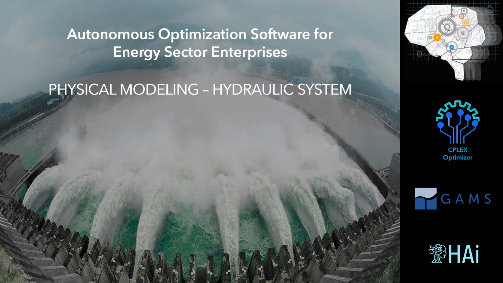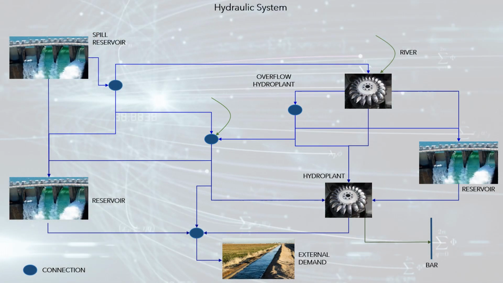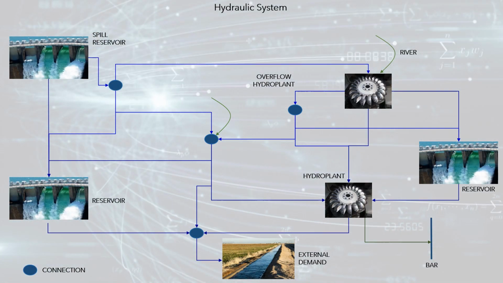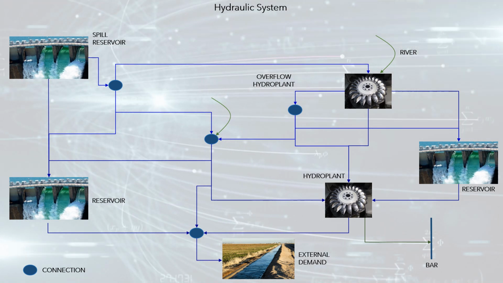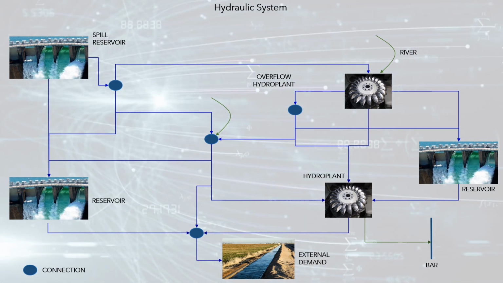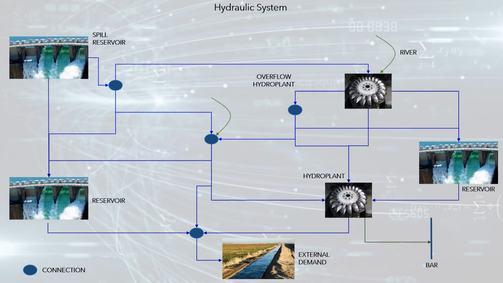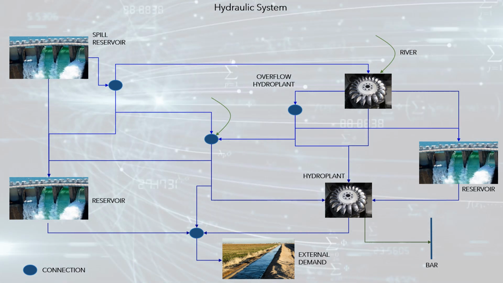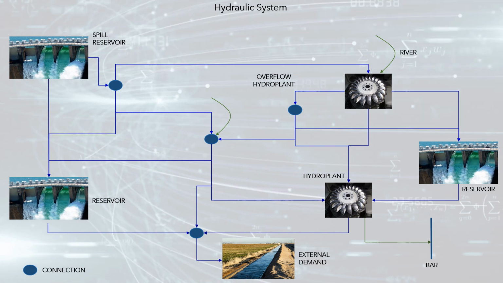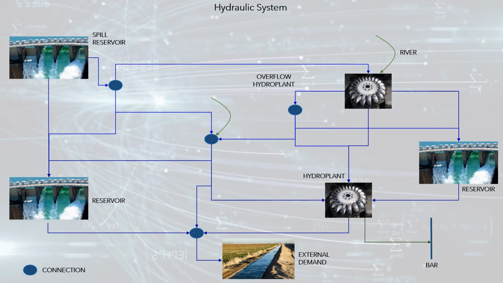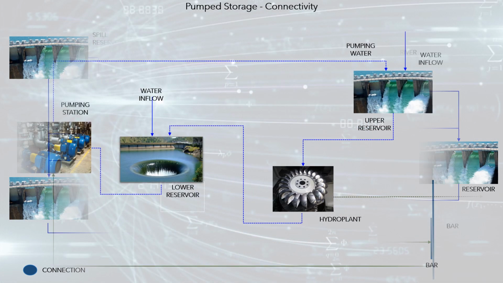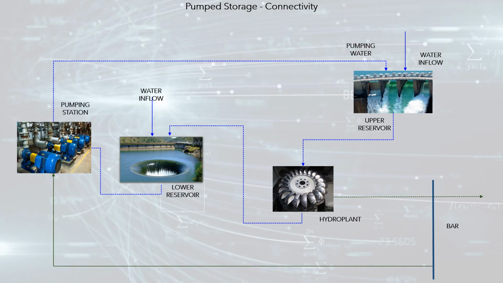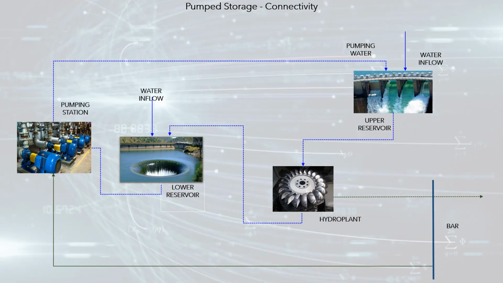Hydraulic system physical modeling. High water corresponds to a general model that includes all kinds of hydraulic components: reservoirs, hydroelectric power plants, rivers, overflow channels, connection points and pumping stations, and demands like irrigation, aqueducts, environmental, industrial. Components can be freely linked to form any topology, like pumping storage systems. Hydroelectric power plants are modeled independently of reservoirs, so plant-reservoir connectivity must be established.